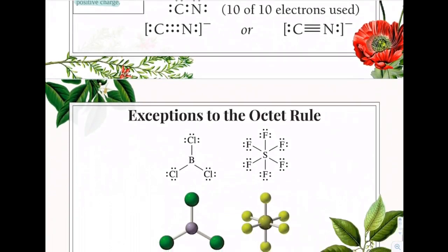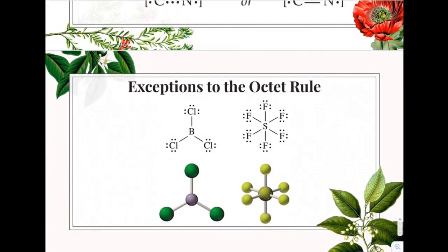So there are some exceptions to the octet rule. For example, boron trichloride, and then the sulfur hexafluoride. Sometimes you have to have more than 8. Like the sulfur right here has more than 8, so 2, 4, 6, 8, 10, 12. Sometimes you have less than 8, 2, 4, 6. If you follow the rules step by step, you'll get it right every time and you won't have to worry about it. Sometimes you're just going to have to have an exception, but if you're not sure, just let me know and I can help you out with that.